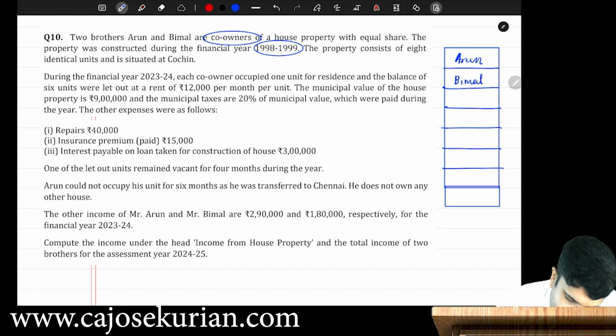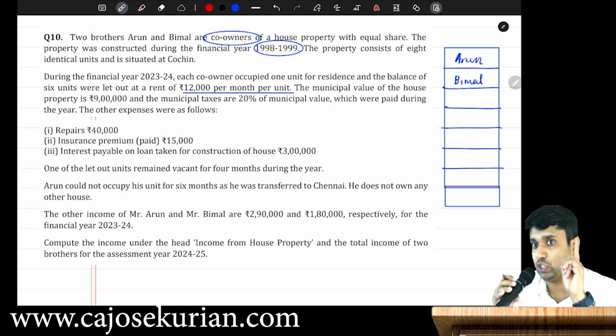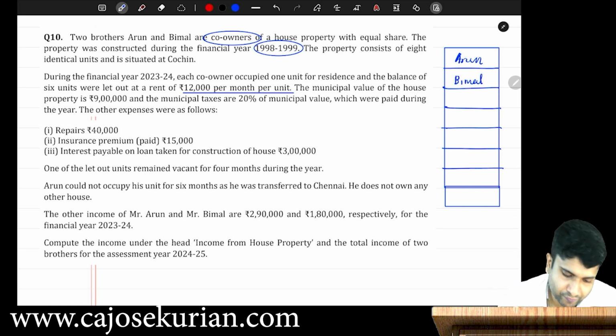Then, what's next? The remaining 6 have been let out at 12,000 per month per unit. What do you mean by 12,000 per month per unit? Each property will get rupees 12,000 in a month. Now, the municipal value of the entire house is given as 9 lakh, and the municipal taxes for the entire property are 20% of the municipal value, which were paid during the year.